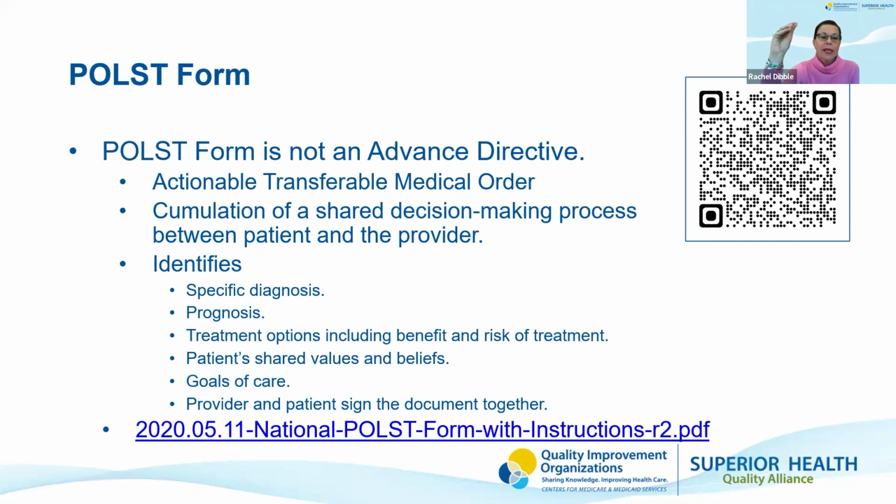So this form identifies the specific disease, prognosis, treatment options, including benefit and risk, patient shared values and beliefs, and goals of care. The provider and the patient have to sign it. That's the difference. It's the provider. So that is a medical order. The only people that can trump that are the patient, to change it, or the POA. So when that form goes into the ER with that patient, it is an order.